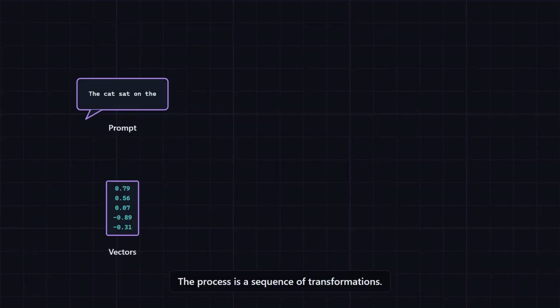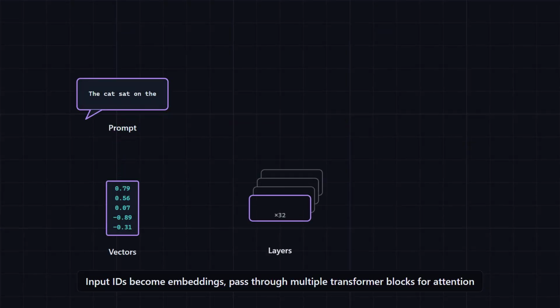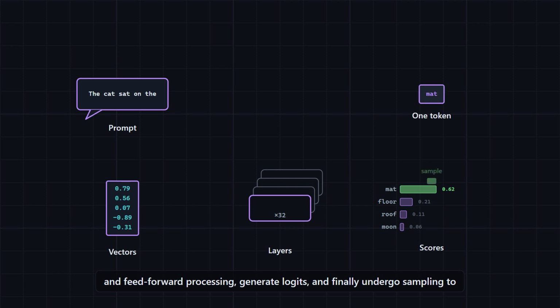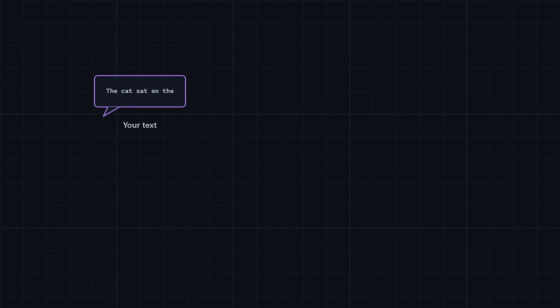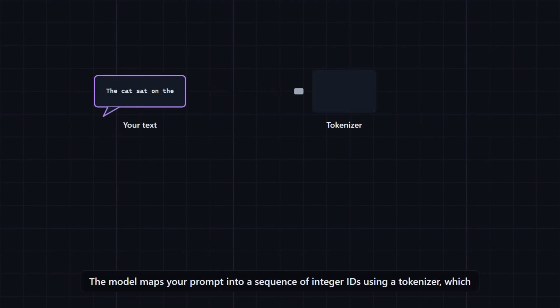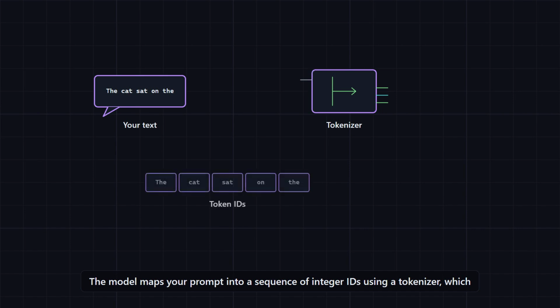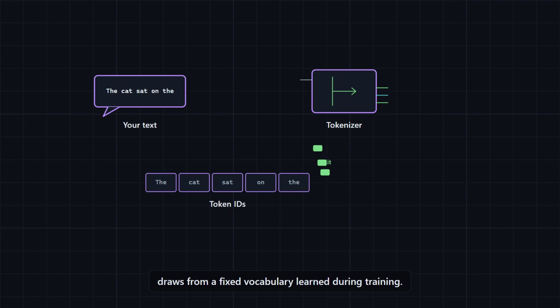The process is a sequence of transformations. Input IDs become embeddings, pass through multiple transformer blocks for attention and feed forward processing, generate logits, and finally undergo sampling to produce a single token ID. It begins with tokenization. The model maps your prompt into a sequence of integer IDs using a tokenizer, which draws from a fixed vocabulary learned during training.